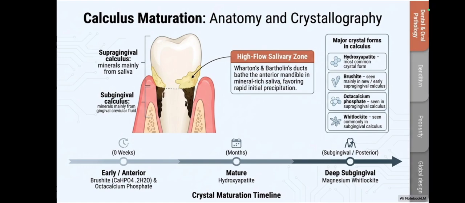So what are the other crystal forms? Hydroxyapatite, which is the most common crystal form. Brushite, seen mostly in new or early supragingival calculus. Octacalcium phosphate, seen in the supragingival calculus. Whitlockite, seen commonly in subgingival calculus. So early forms like brushite and octacalcium phosphate mature into hydroxyapatite, and over a period of time they become magnesium whitlockite found in the subgingival calculus.